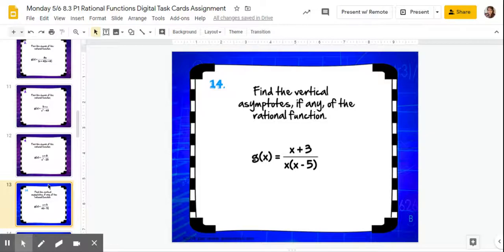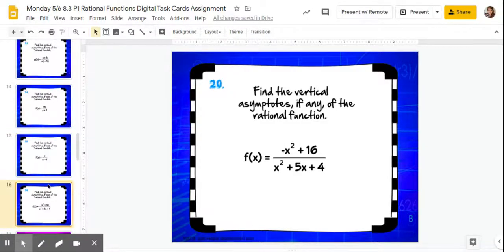On slide 13, we have problem number 14, 15, 18, and 20, and they are asking you to find the vertical asymptote. So you're going to set the denominator equal to 0. And if you have an answer that's rational, make sure it's in fraction form because that's going to be one of the answers in the answer key.